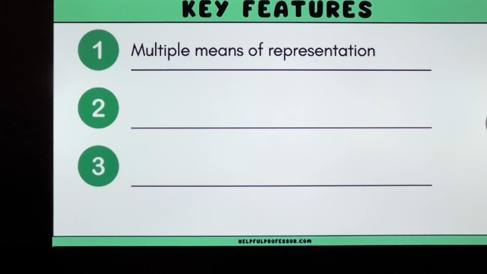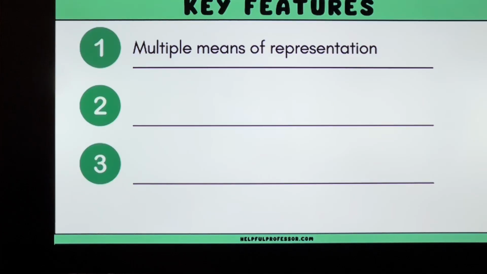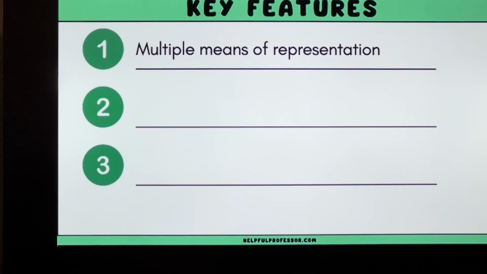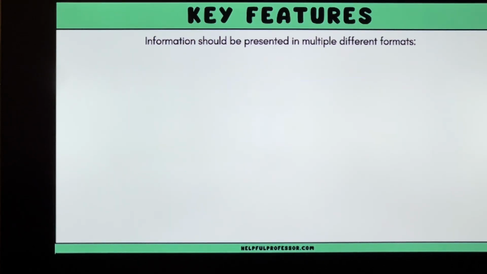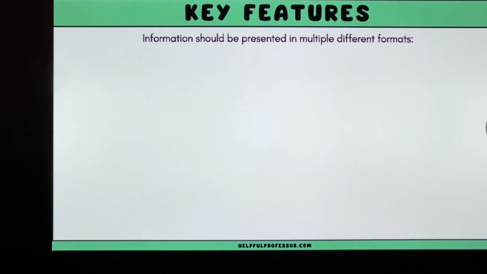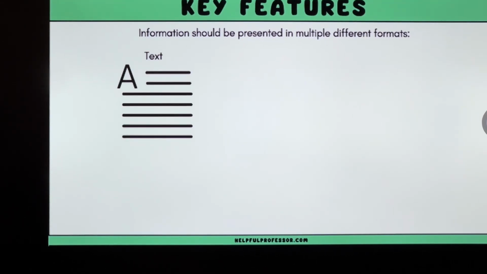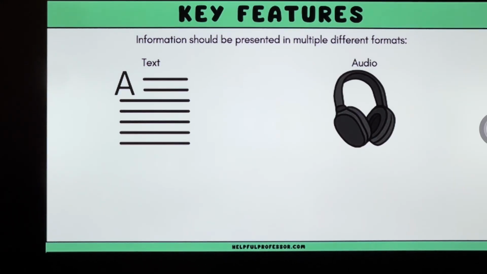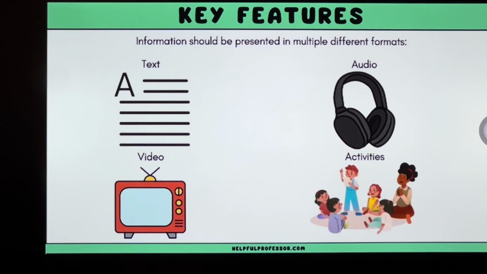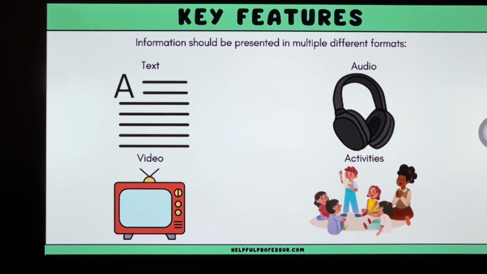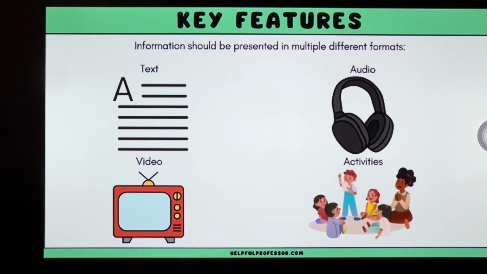One key feature is the provision of multiple means of representation. This principle addresses the what of learning, suggesting that information should be presented in different formats so that all students can access and understand the content. For example, text might be supplemented with audio, video, and hands-on activities, ensuring that learning is accessible to students with various sensory and cognitive abilities.